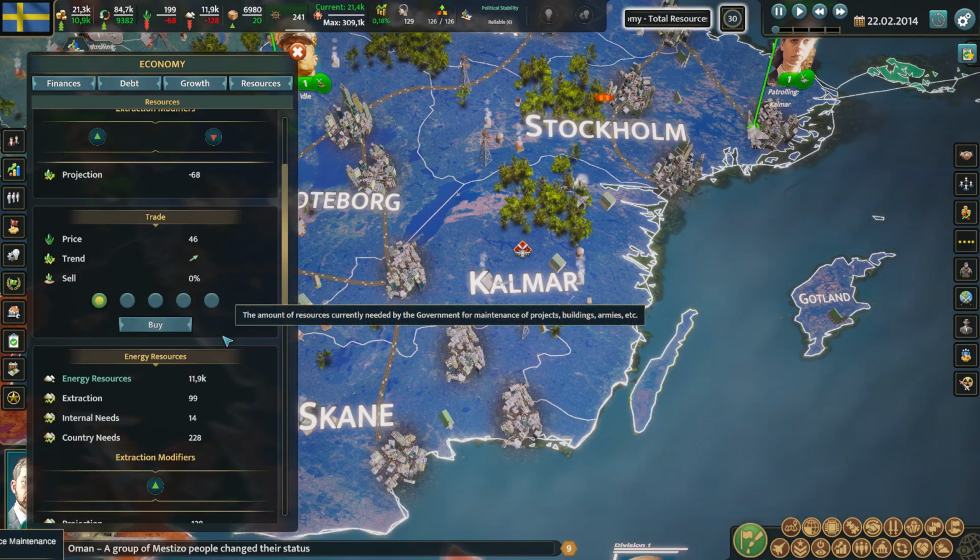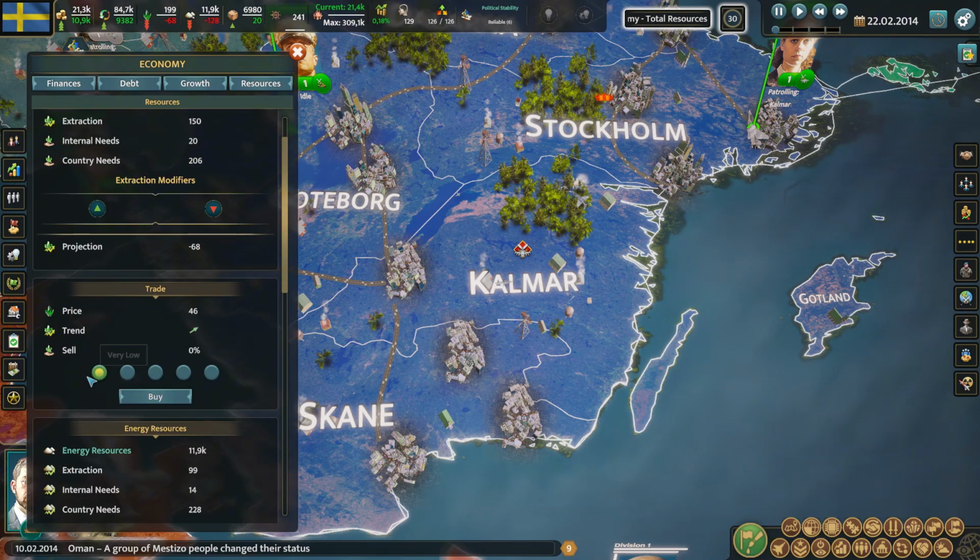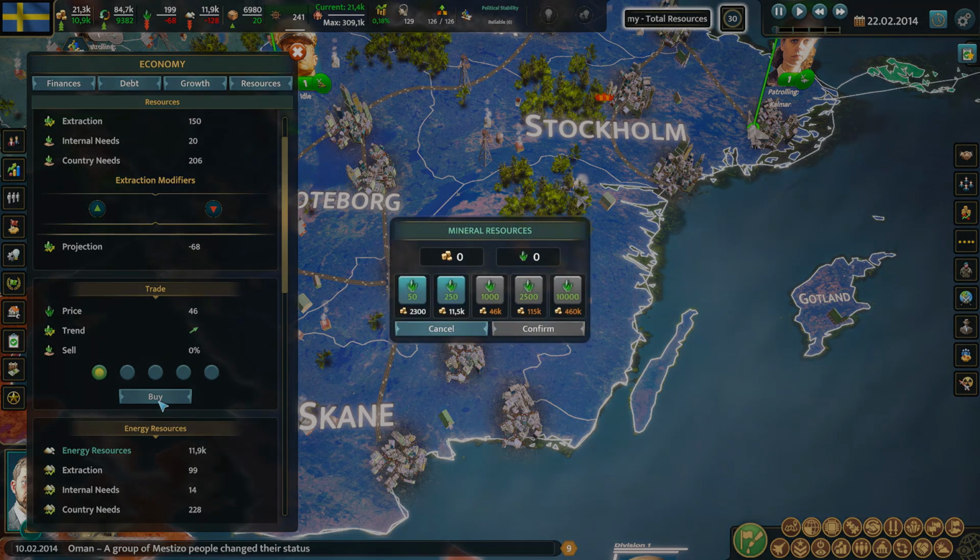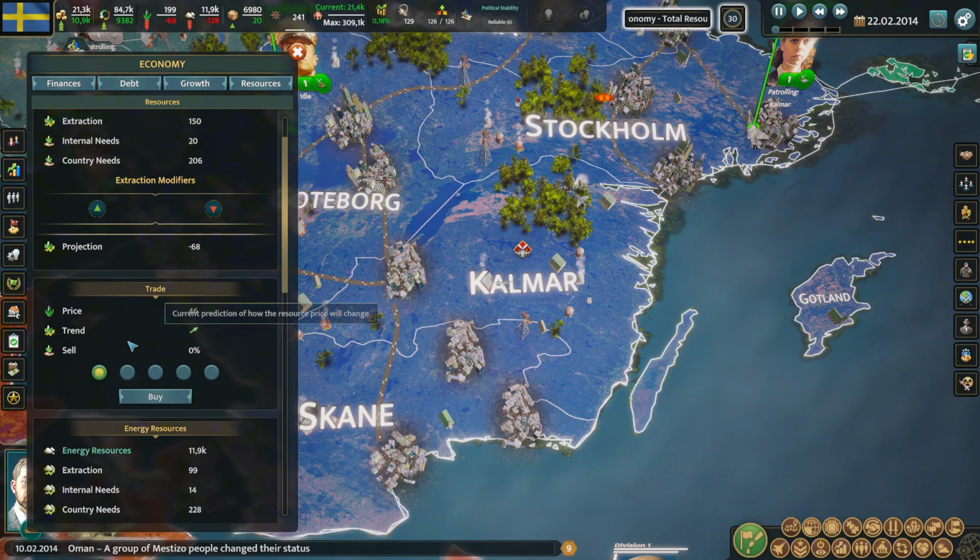So the options here are always either sell, which will gradually sell the resources at the market prices, the very current market prices, or the buy option, which will allow you to purchase the given amount of the resource that you need or think you will need, and turn that into something of a supply that you can use later.